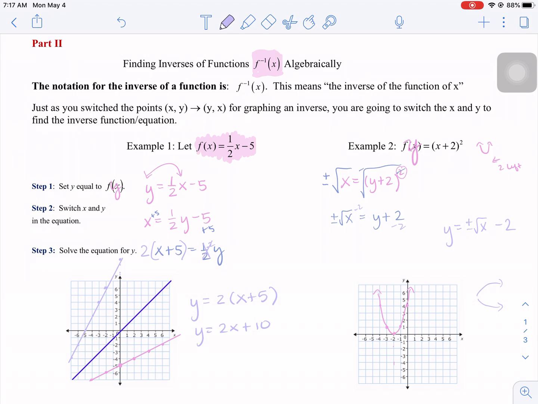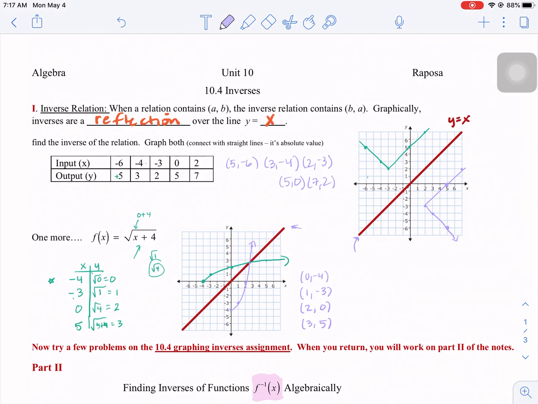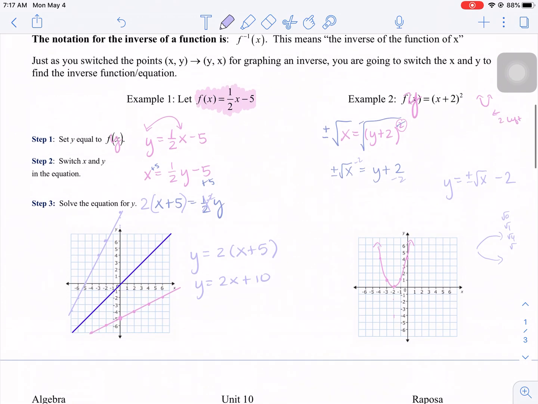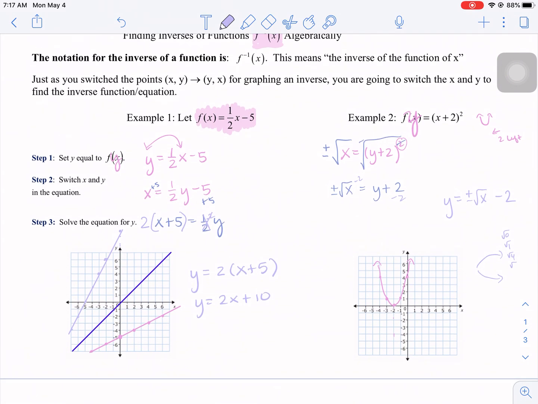So let's graph this. And we'll do this one with a little table sort of. Remember, we want to make good-looking square roots like 0, square root of 1, square root of 4, and square root of 9. So we're going to plug in those numbers. So the square root, if we plug in x is 0, we're going to get 0 minus 2, which is negative 2.